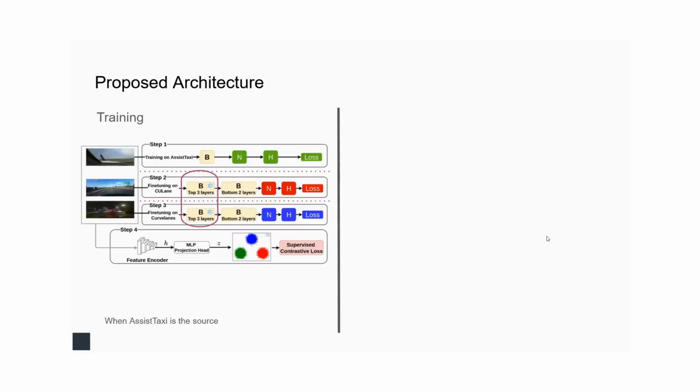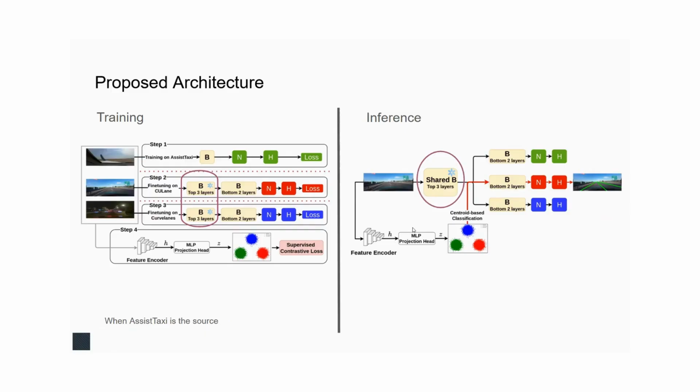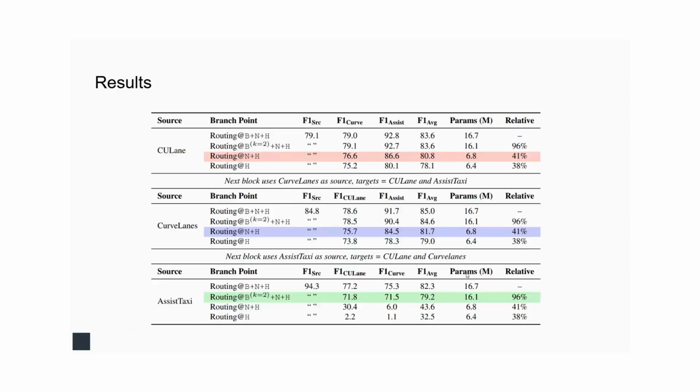Well, when we have SS Taxi as the initial distribution, we see that a deeper level and a larger number of parameters are required to be fine-tuned. So we now freeze only the top 3 layers of the backbone and fine-tune the bottom 2 layers and the neck and head. And similarly, the inference happens after the top 3 layers of the backbone.